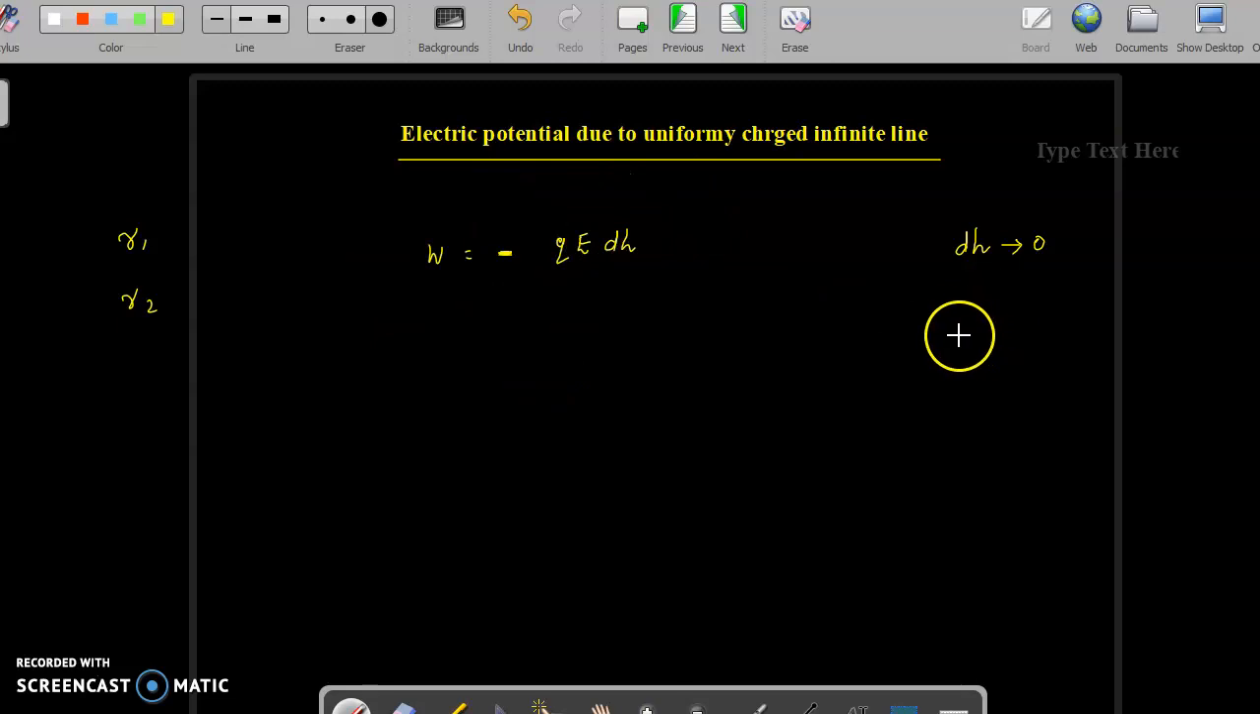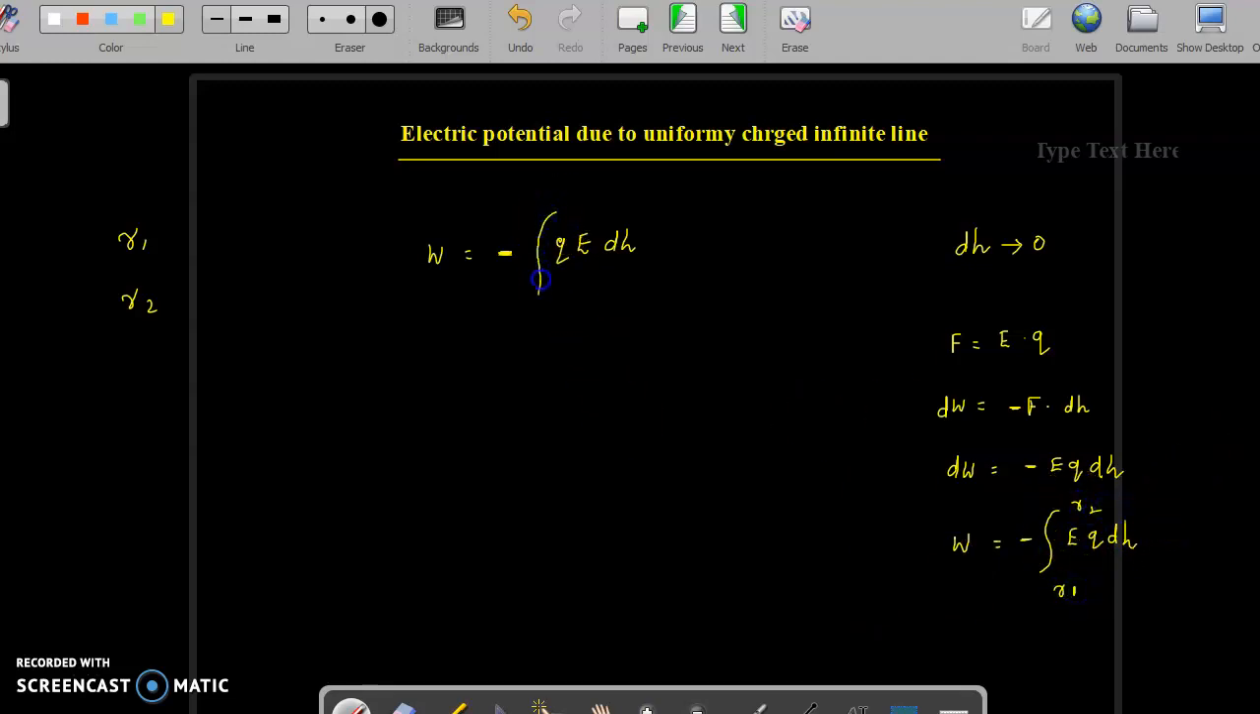We know that the force F is E times Q. Work done is nothing but the force times the displacement, and let us take the displacement as dH. So the small work done dW, if the force is against the electric field intensity, becomes minus EQ dH. If you want to find the work done moving a charged particle from R1 to R2, then we need to integrate this function from R1 to R2.